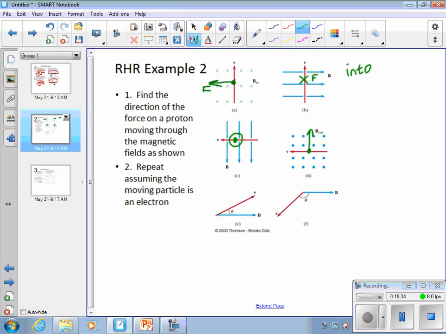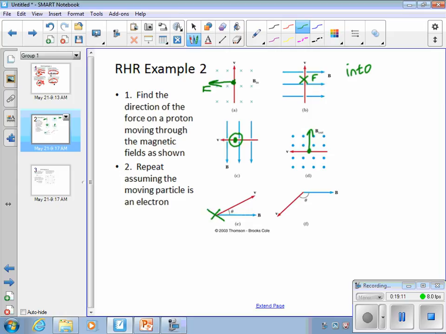So the magnetic field here is on the positive X. It's going to the right. So that's my fingers. The V, I don't care about the X piece of the V. I care about the Y piece. So that's my thumb pointing upwards, my fingers pointing to the right. Which way is my palm going? Into the board, which I draw with an X. Good.